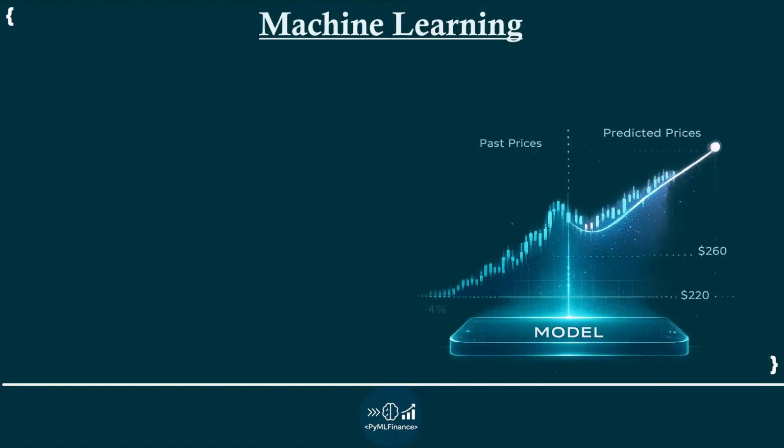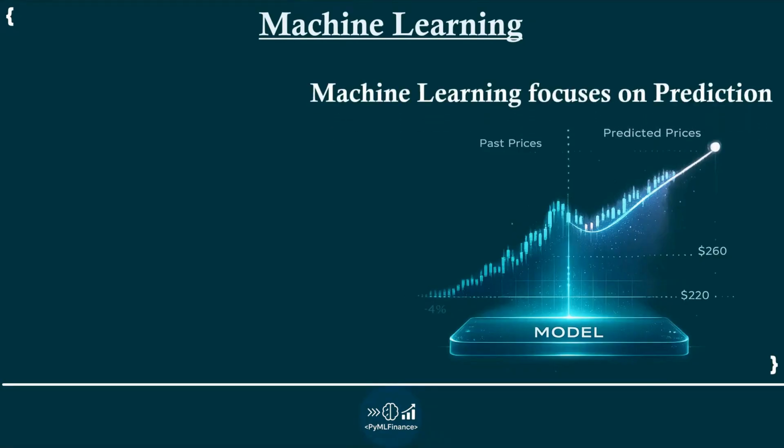Machine learning approaches the problem from a different perspective. Instead of focusing on interpretation, machine learning focuses on prediction. For example, a trading algorithm might analyze many indicators and try to predict tomorrow's stock return. So, prediction accuracy becomes the primary goal here.